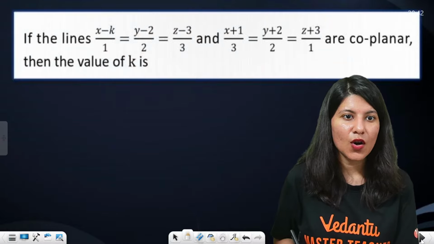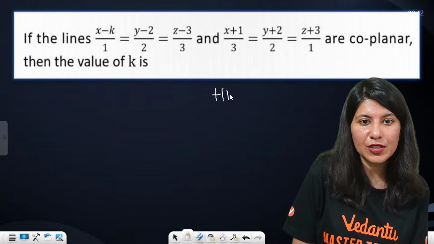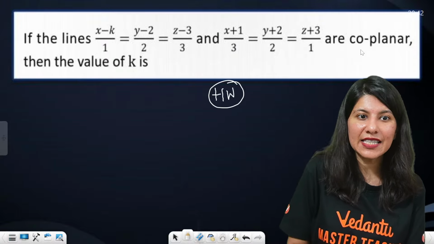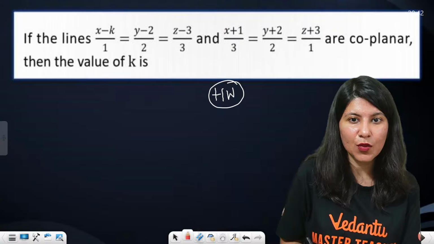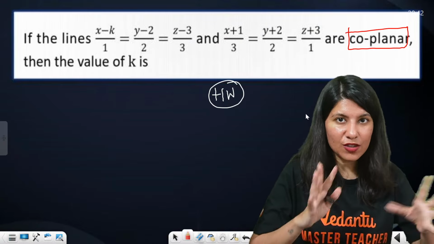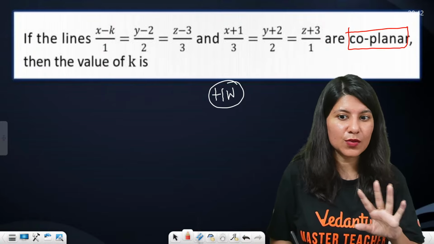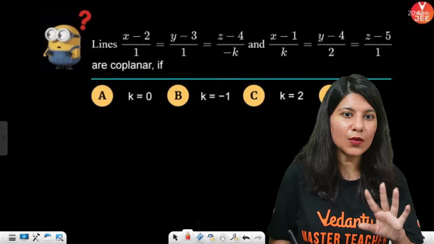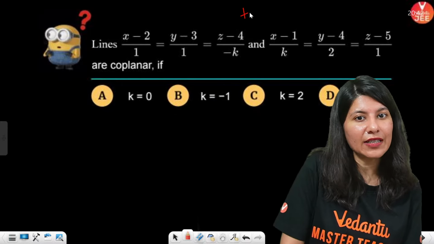All right. Now one question, there is a homework question. Can you see, if the lines are coplanar, then you have to figure out the value of a. So if the lines are coplanar, you know what to do. You have to apply that the shortest distance numerator should be equal to 0. So this is your homework question. And one more homework question, again if the lines are coplanar.